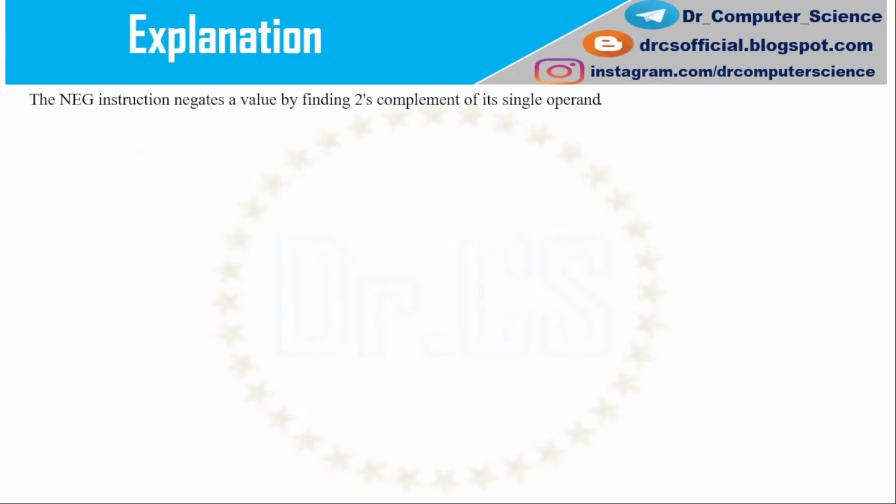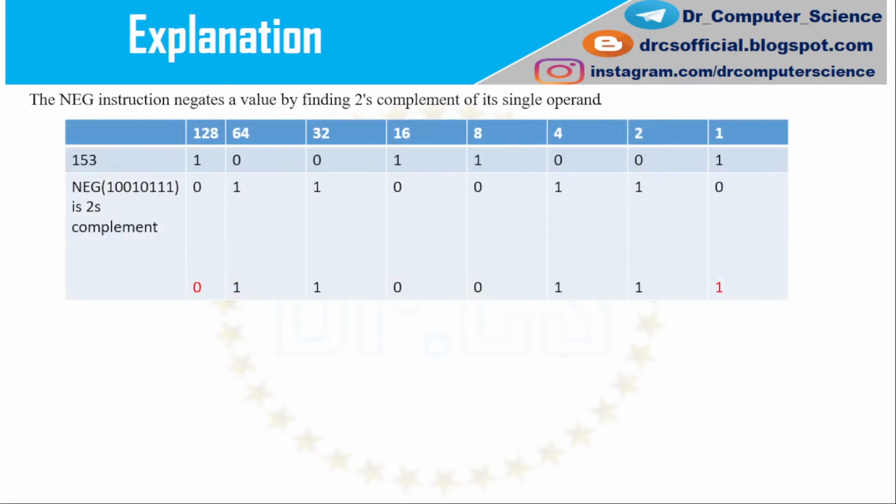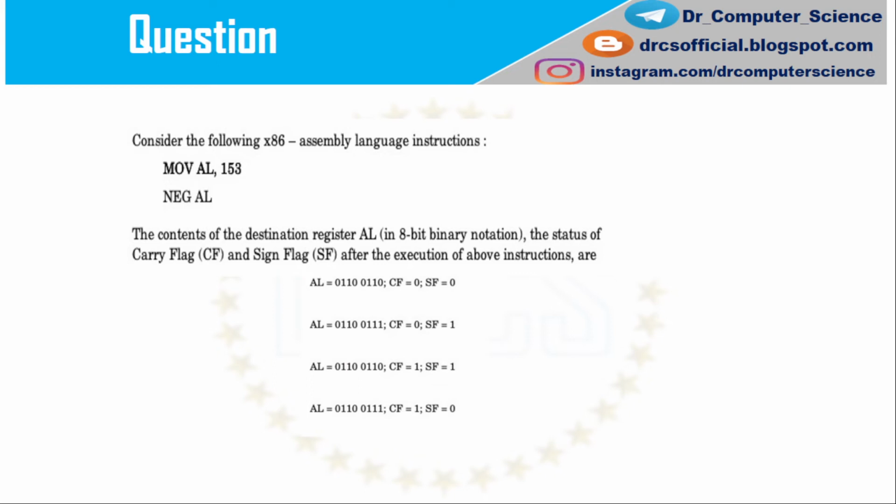Explanation. The NEG instruction negates the value by finding the 2's complement of the single operand. So the first instruction is MOV AL, 153. This means move 153 into register AL. Then negate the AL.